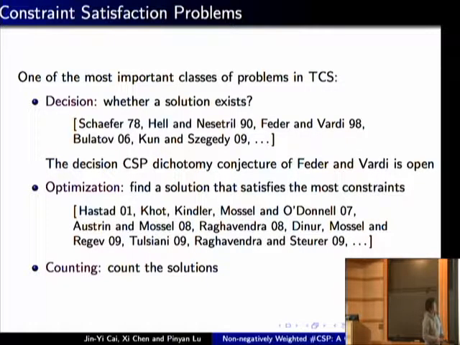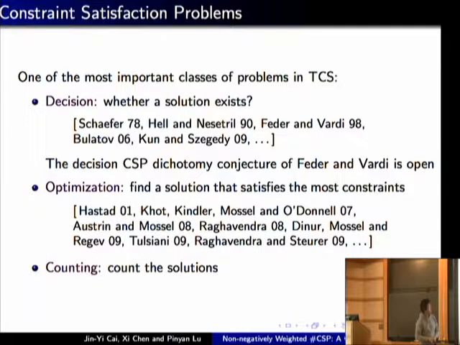So in TCS, I think there are mainly three directions or aspects from which we look at these problems. The first one is decision. Given the CSP, is there a solution that satisfies all the constraints? And in 1974, Schaefer proved a dichotomy for all the CSP with Boolean domain, the decision problem. So he showed that every decision problem with domain size 2 is either in polynomial time or NP-complete.